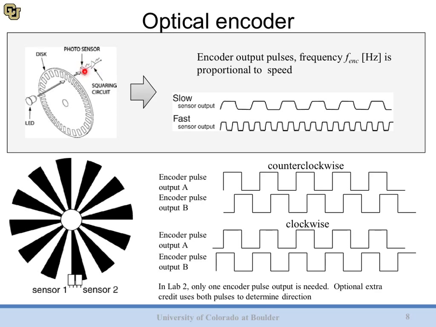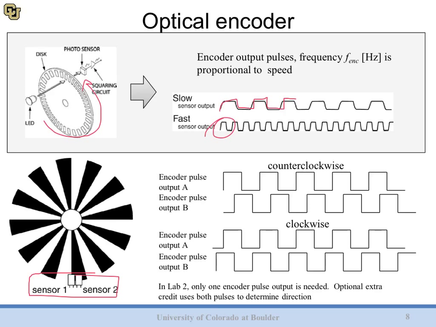And you can imagine if this wheel is turning slowly, you end up with a slow square wave, and if it's turning fairly quickly, you end up with a fast square wave. So that works, but it doesn't really tell you which direction this thing's turning. To do that, we actually have 2 sensors and 2 LEDs, and you can see they're just placed very close to each other so that one will get hit with light before the other.